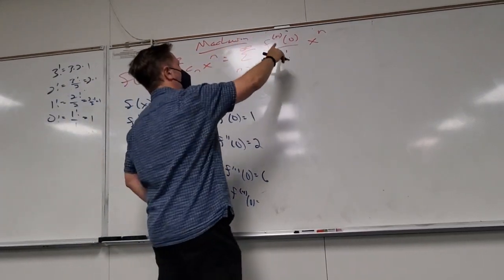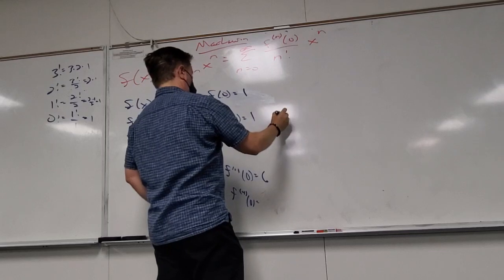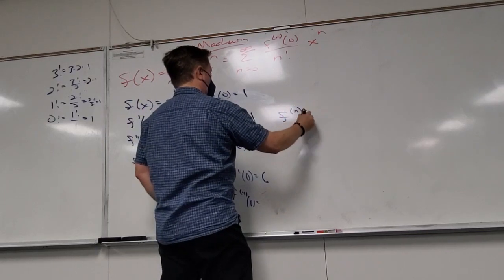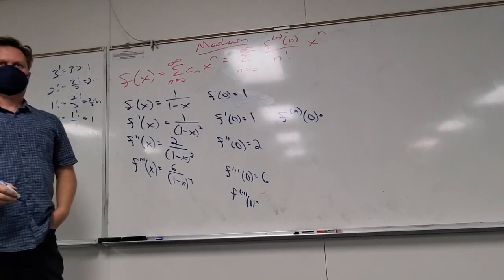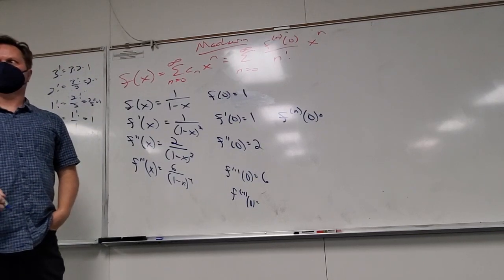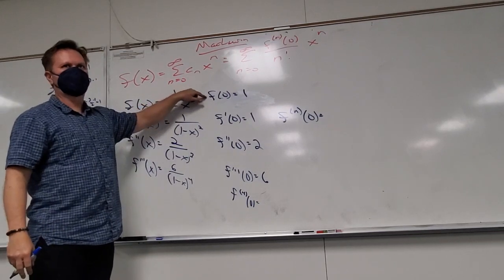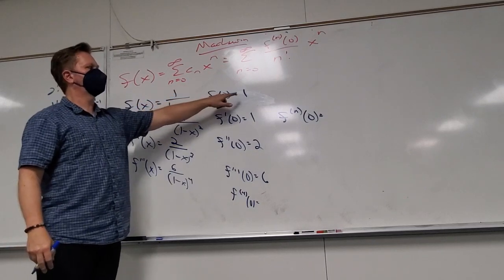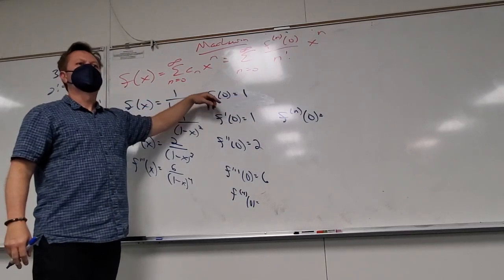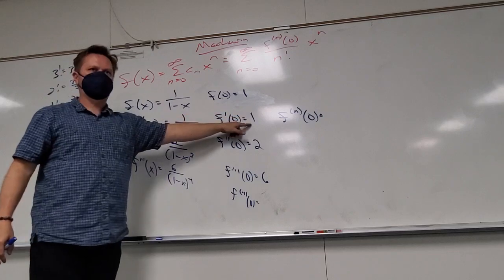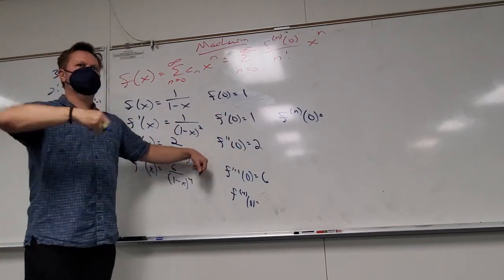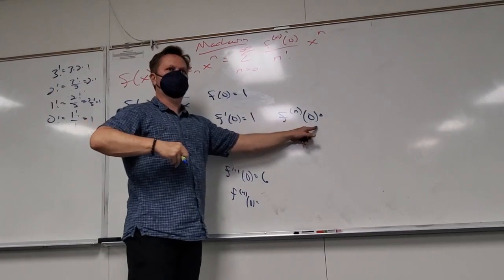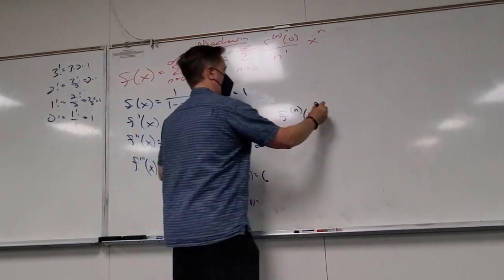So what does all this mean? I don't know. All right. What then is f^(n)(0)? Now we're ready for it. You can do it. What's f^(0)(0)? The 0th derivative at 0 is 0 factorial. The first derivative at 0 is 1 factorial. The second derivative is 2 factorial. The third derivative is 3 factorial. So what's the nth derivative at 0? n factorial.